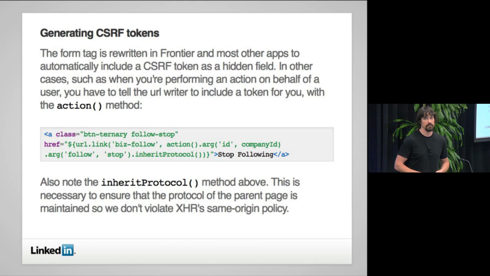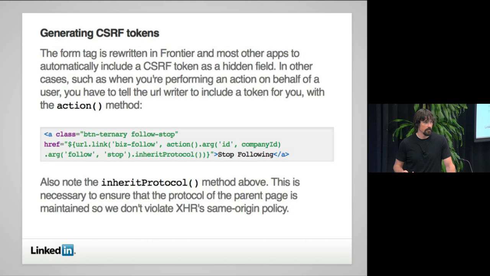However, there are other cases where you need to include the token in a GET request. So, for instance, the like that I showed you earlier, or follow company, we have to explicitly define that you're taking an action for the user. And so, in this case, you include the action method. And what that does is it just includes the CSRF token as a URL parameter. Additionally, there is this inherit protocol method as well.